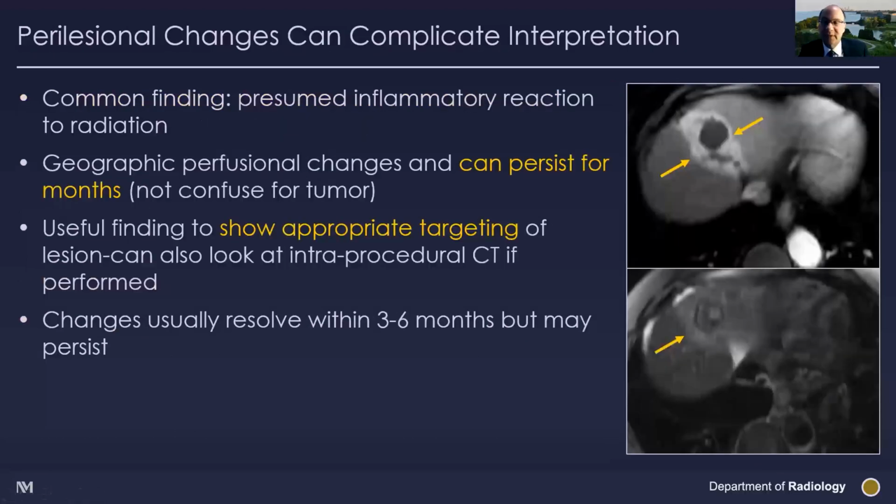Here's another example. This shows how it can be challenging to interpret these studies because you start to see these perilesional effects. But what you learn is that this is an inflammatory reaction, and it shows that the lesion's been effectively targeted. So if I see these perilesional effects, especially if it's along the zone of the treatment change, then I feel good about the adequate targeting. And this can persist for months, and it shouldn't be confused with tumor. It usually resolves within 3 to 6 months, but it can persist for quite a while. And it could be bright on T2, and it can also be bright on diffusion.